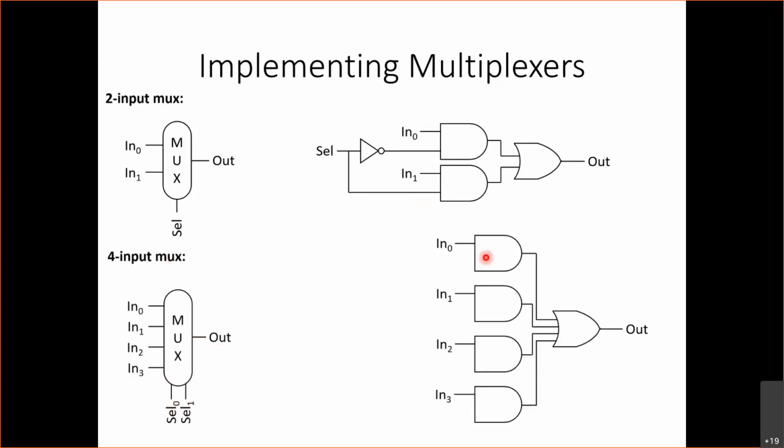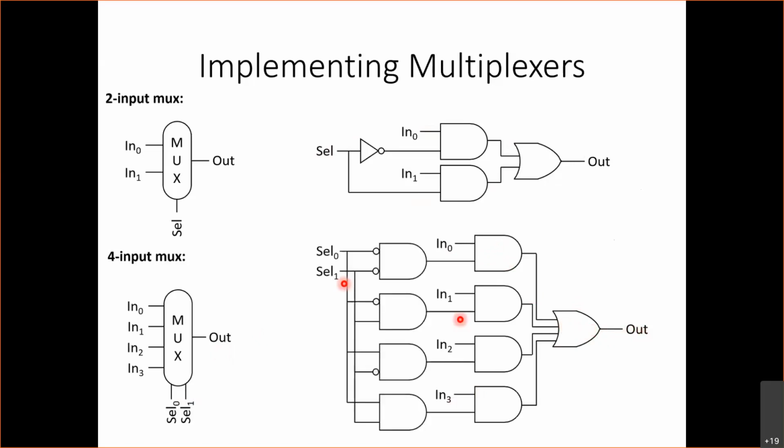We're going to have an AND gate for each one of the inputs, and we're going to pass these AND gates all to 1 OR gate, which is going to be the output. Then we're going to pass the selector signals to different AND gates, which will control which AND gate gets the output. For example, if my select signal is 0, 0, then here not 0 and not 0 means 1 and 1. So the output here will be 1, so N0 will pass from here.